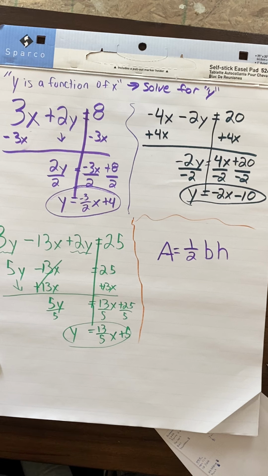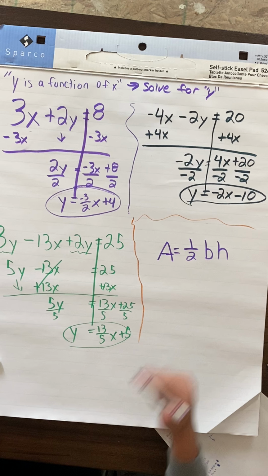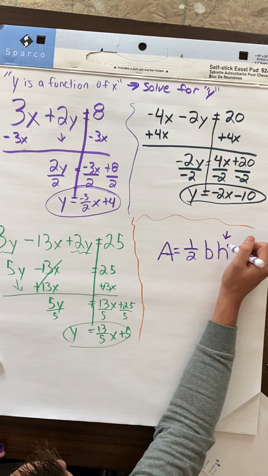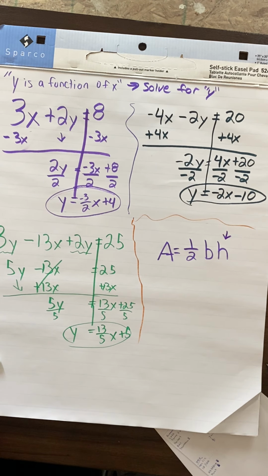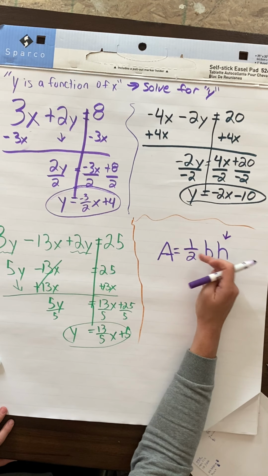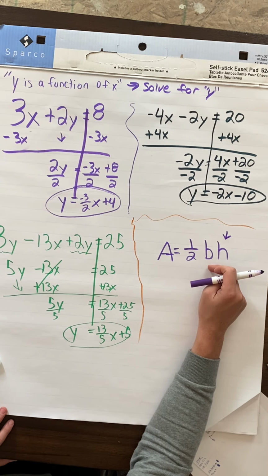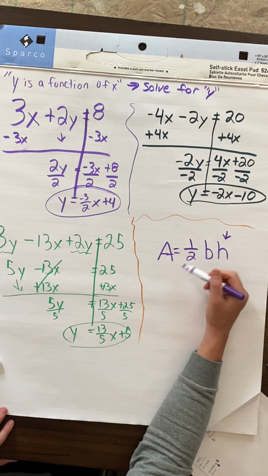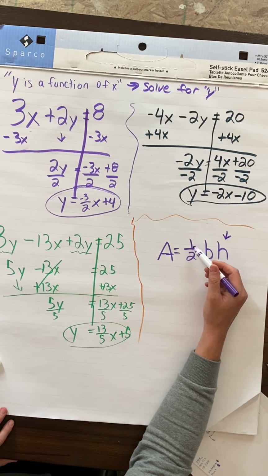Our question says, solve the equation for the height. So if it's asking us to solve for the height, that means we need to get this by itself. We need to get the h alone. So to get the h alone, we're going to have to get rid of this 1/2, and we're going to have to get rid of this b. All right, the easiest thing, let's get rid of this 1/2 first.